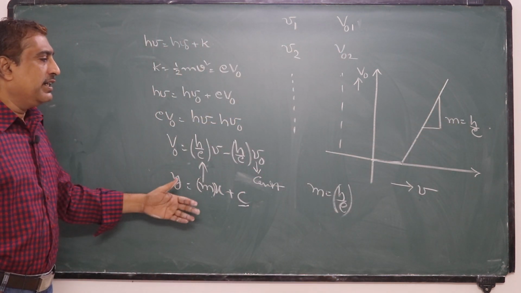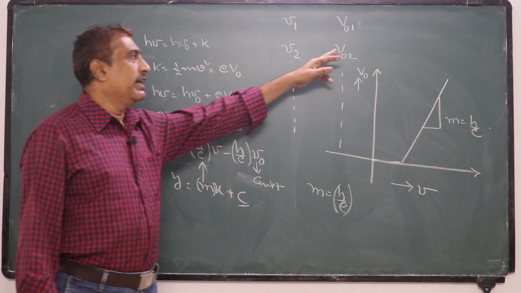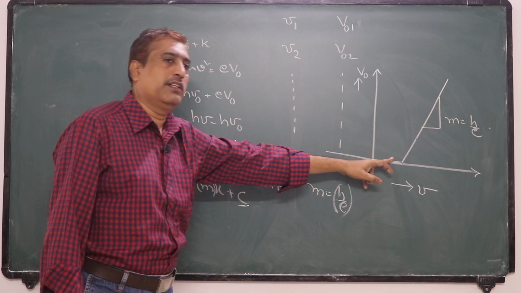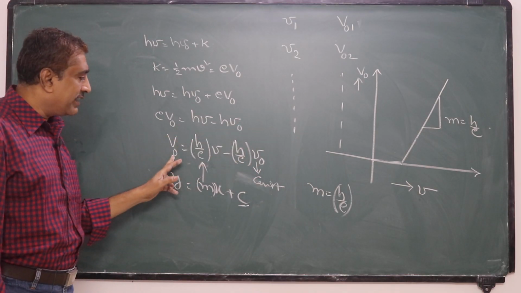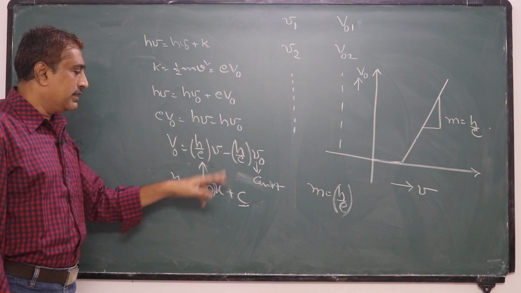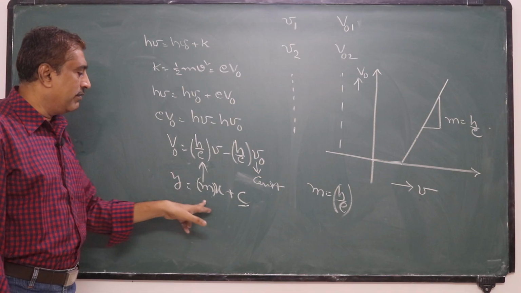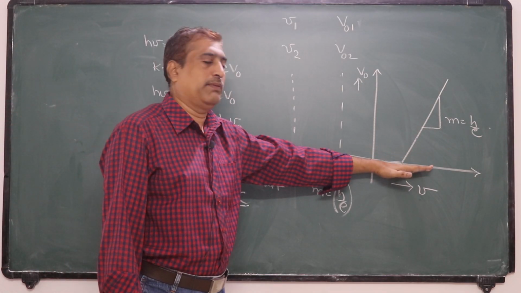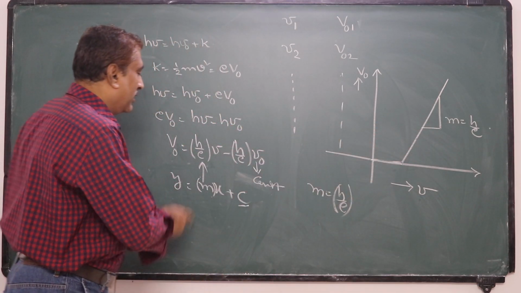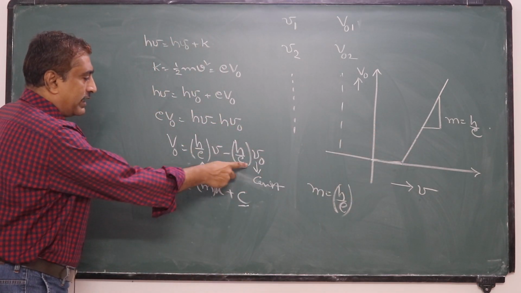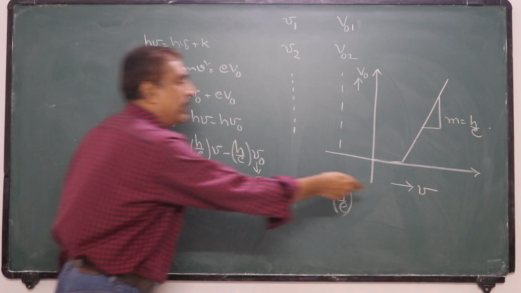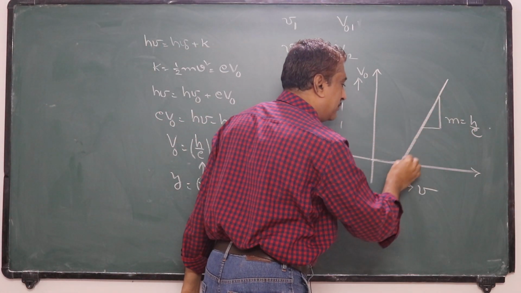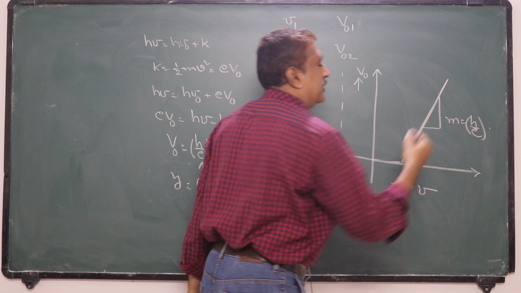So experimentally it is verified that by drawing a graph between frequency and stopping potential, we got the same straight line. Theoretically it is also a straight line because this equation is in the form y equals mx plus c. So a straight line is obtained experimentally also, and according to this equation the slope of the straight line must be h by e. Experimentally it is also verified that the slope of this line is equal to h by e.